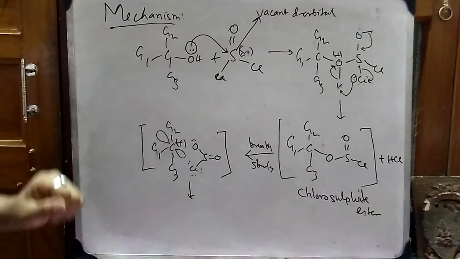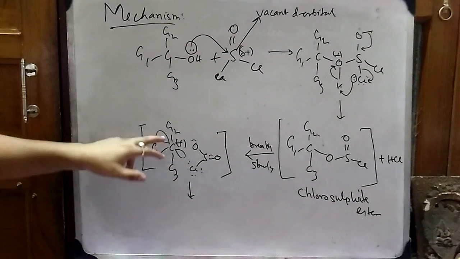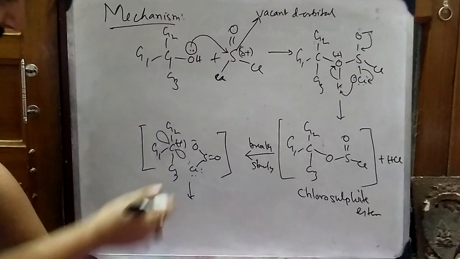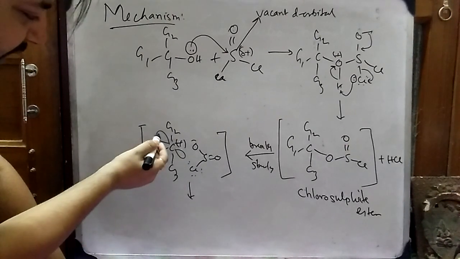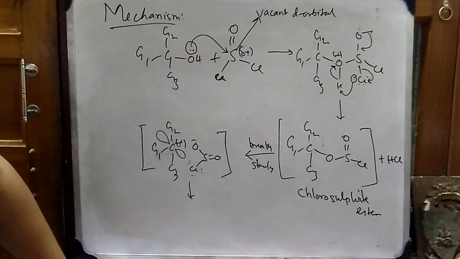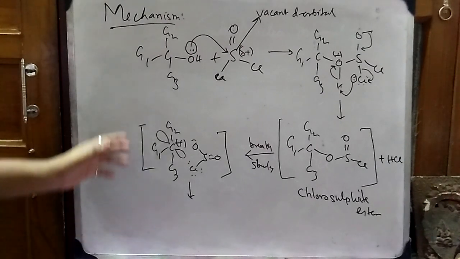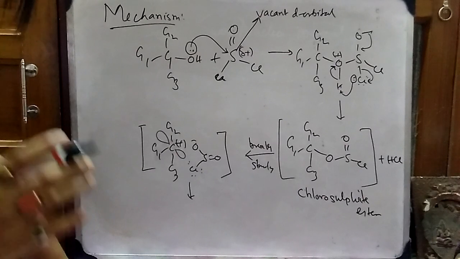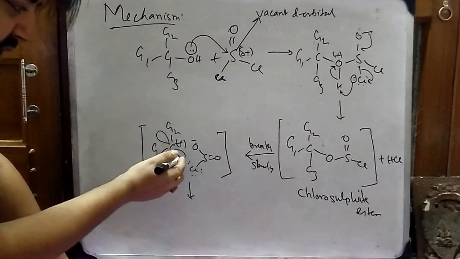But in the SN1 process, the attack on these two lobes was quite similar. That is, 50% will attack this one and 50% will attack this one. But in SN2, 100% of the nucleophile attacks the backside, which was vacant. Here 100% of the nucleophile will attack the front side.